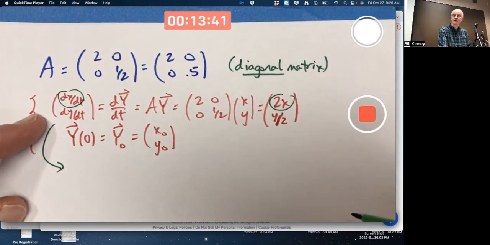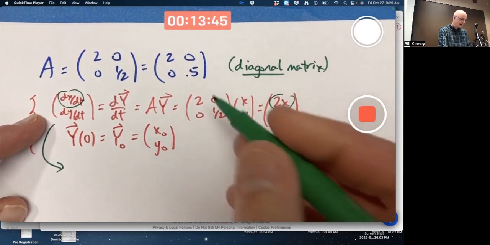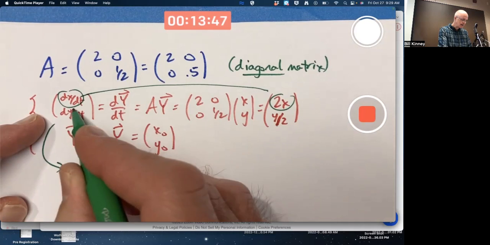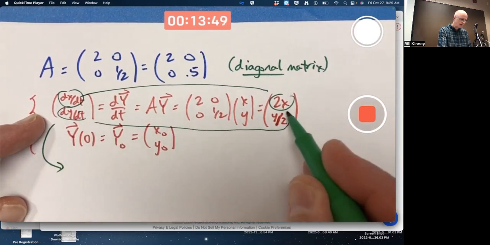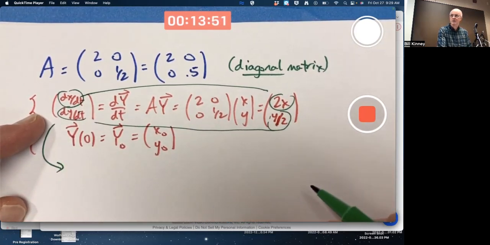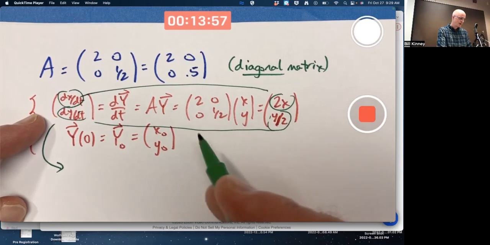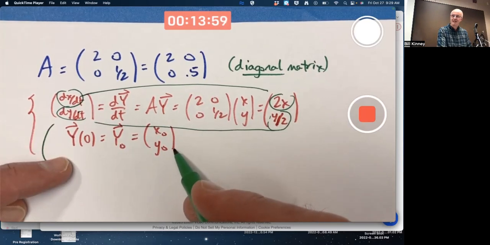So the general solution for x is c times e to the 2t. And dy/dt is ultimately y over 2, 1/2 y. So its general solution is ultimately c times e to the t over 2. With these initial conditions, x naught and y naught, those are going to be the c's.